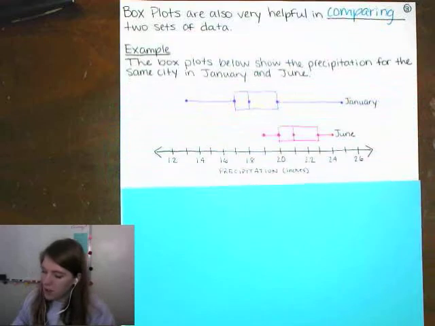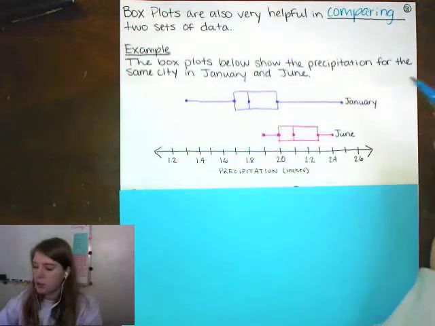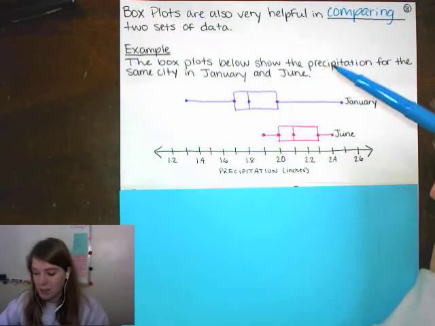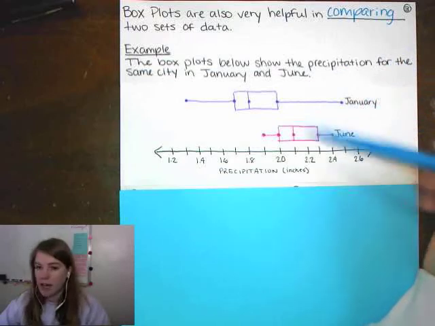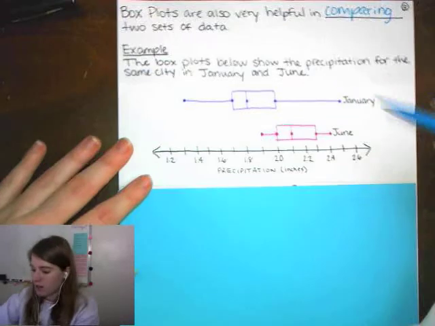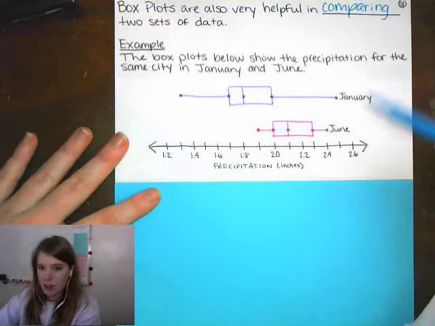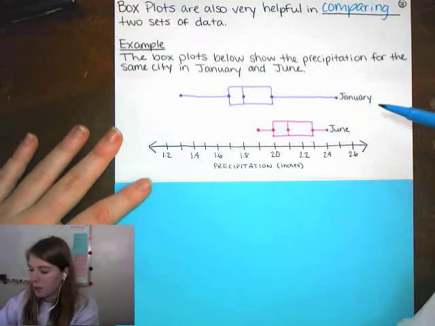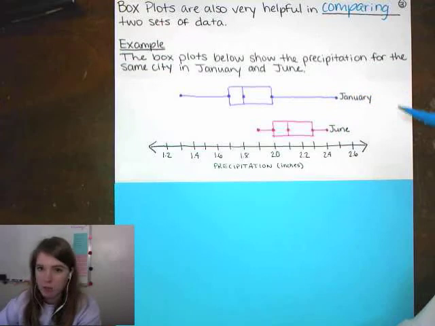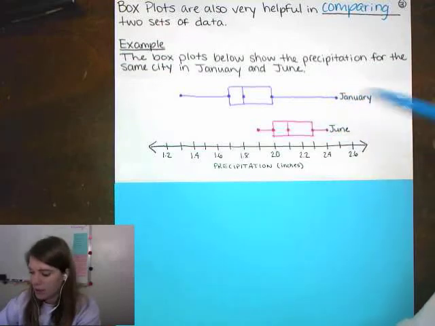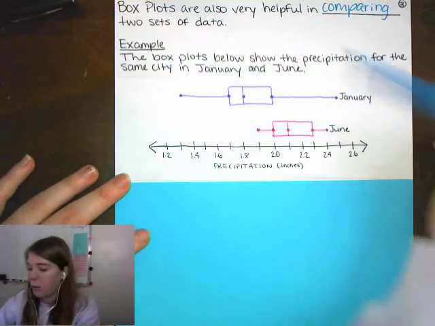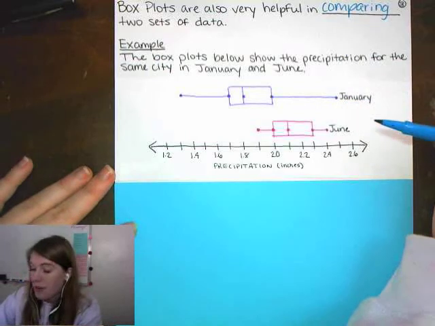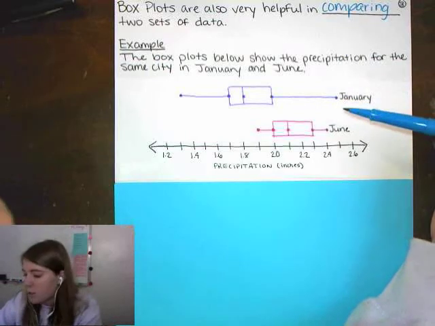So, examples. The box plots below show the precipitation for the same city in January and June. Precipitation means rain. So I went ahead and drew these for you guys and did them in a different color so you could point them out. But right off the bat, before I say anything, I hope you're looking at these box plots and noticing some differences already. And we're going to point out the mathematical differences, the specifics.